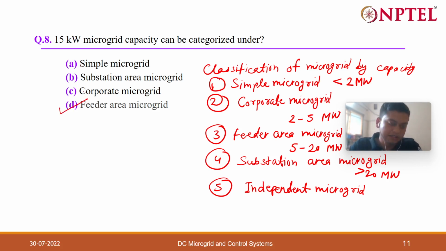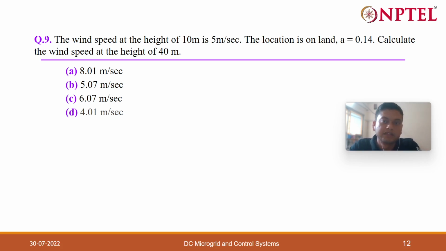Now let us see the 9th number question. This question belongs to wind system. So the wind speed at the height of 10 meter is 5 meter per second. The location is on land. A is given at 0.14. Calculate the wind speed at the height of 40 meter. Here A is a constant which depends on the surface roughness and range of height being covered. So the A is given as 0.14.